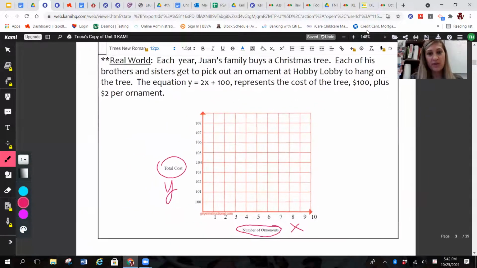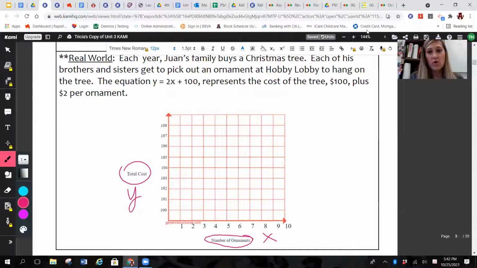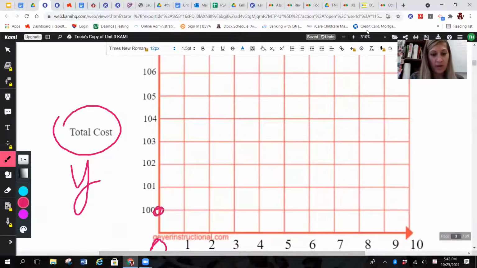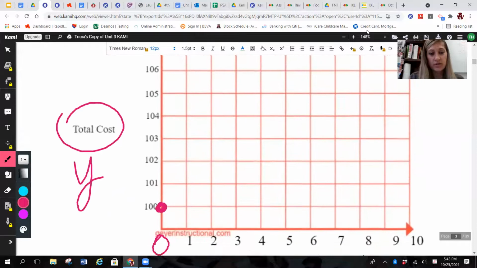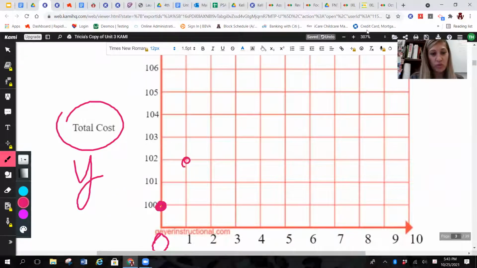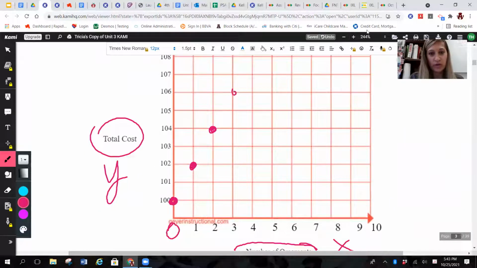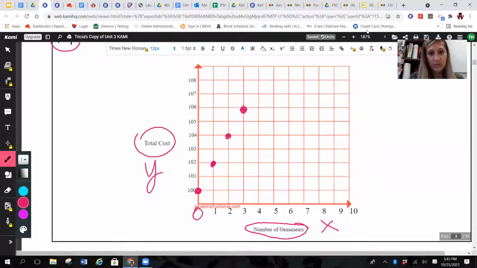So what we're going to do is graph this situation. It says the cost of the tree is $100. So with no ornaments, we are going to have a $100 total cost. And remember that the ornaments are $2 each. Notice the 2 is the x, $2. So one ornament is going to be $2 more. So 102 would be my total. 2 ornaments would be $104. 3 ornaments would be $106. 4 ornaments would be $108, so on and so forth.